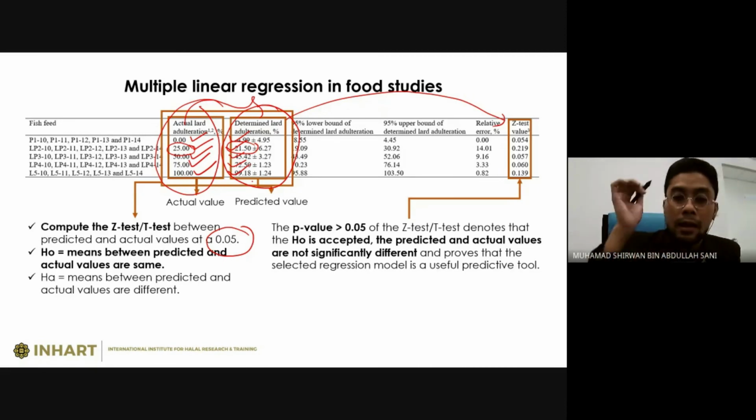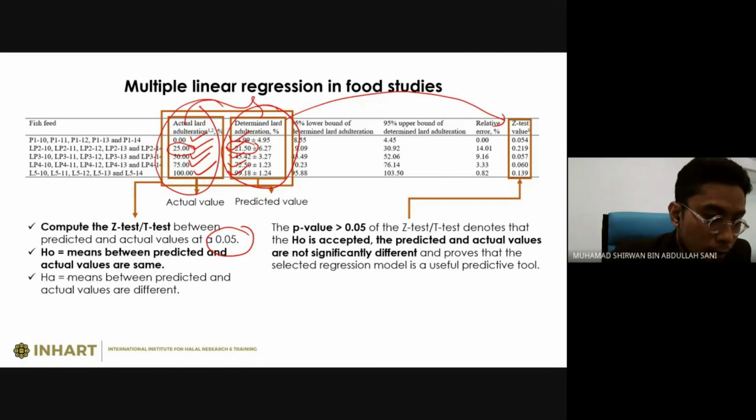But this Z-test also offers the alternative hypothesis, which means the means between the actual prepared sample and the predicted sample are different. So when they are different, which means our model fails to predict correctly, right?